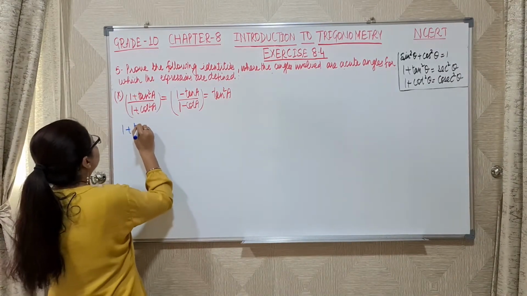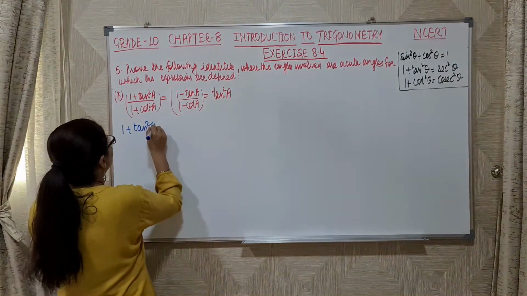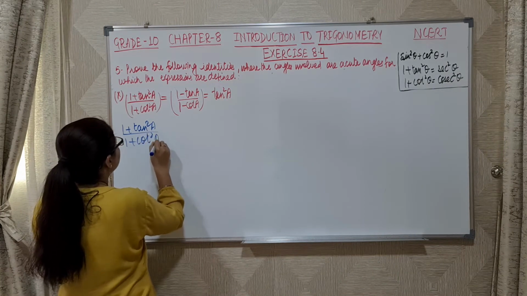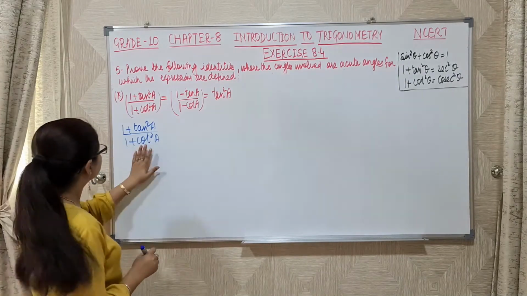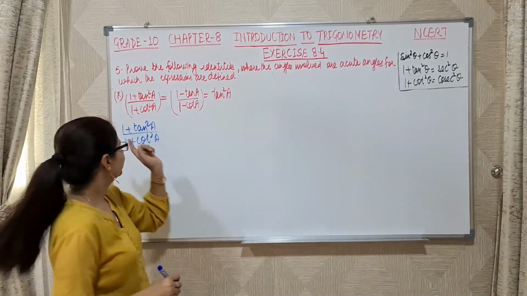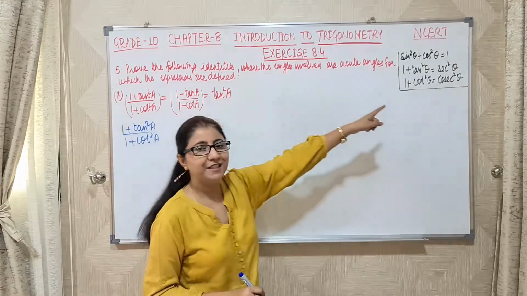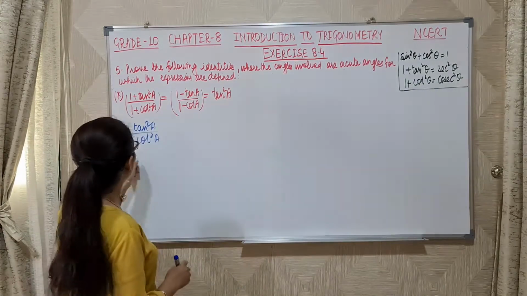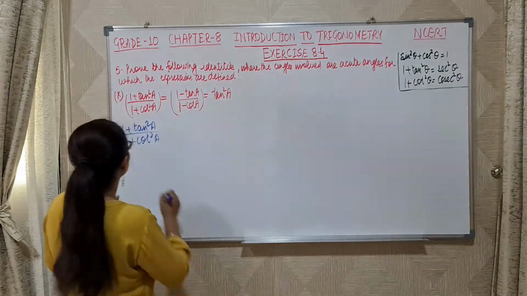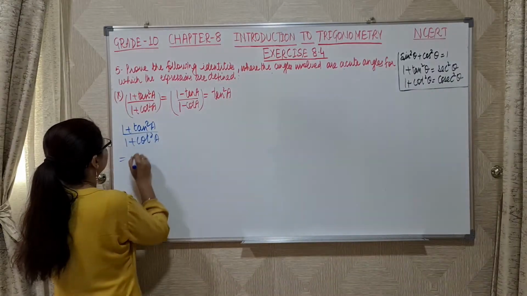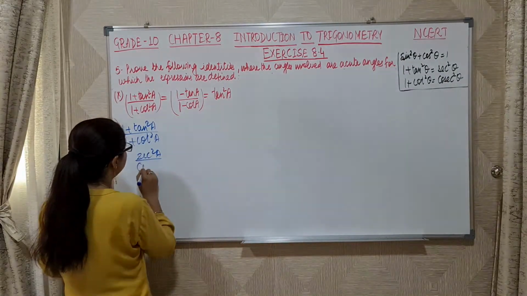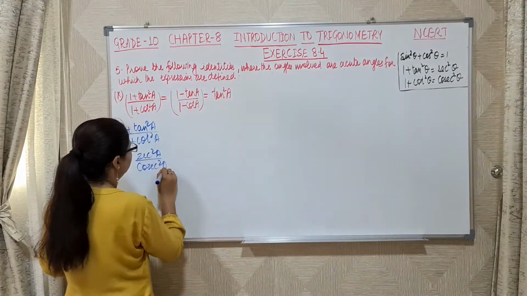Here I cannot write left hand side and right hand side because we have three different terms. Okay, so we'll start with this. So now directly we can use our identity here. 1 plus tan square theta is secant square theta, and 1 plus cot square theta is cosecant square theta. So this is equivalent to secant square A over cosecant square A.